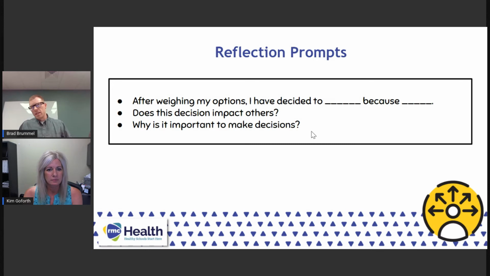And one thing I love about the RMC Health Skill Guides is they provide language of health literacy with each suggested learning activity. And so we pulled this first bullet straight from that health language in the RMC Health Skill Guide because you can use those for helpful prompts. And then we're asking, does this decision impact others? And why is it important to make decisions? Just to have a powerful reflection there as we are learning about decisions.